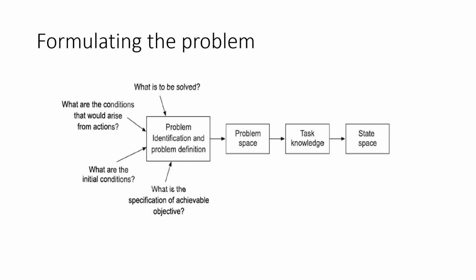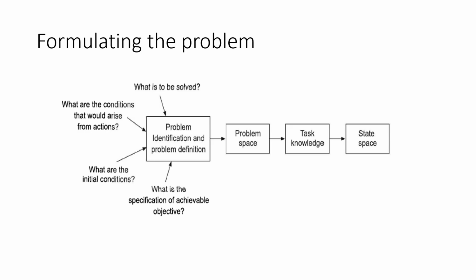And then the next one is formulating the problem. Formulating the problem means we have problem identification and then problem definition in this case. Here we have different kinds of strategy. The first one is what is to be solved, what is the thing we are going to solve. We need to analyze that condition, and what conditions would rise from the action. That also we have to analyze.